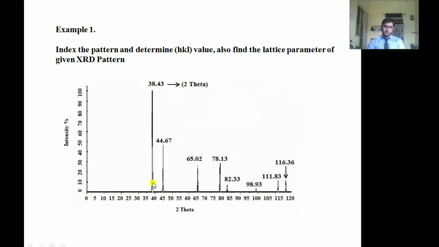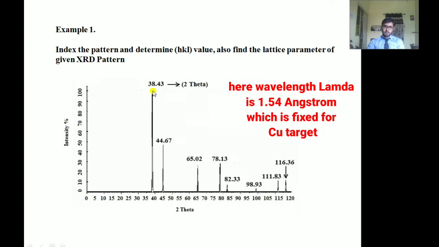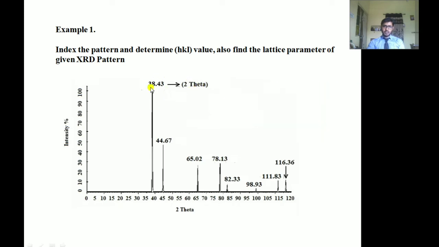This graph shows the intensity, with maximum intensity here at the position of 2 theta, that is 38.43, and here is one more 2 theta, that is 44.67, then 65.02, likewise 1, 2, 3, 4, 5, 6, 7, 8 reflections are there, all having different theta values. It starts with 38.43 as the maximum theta value and ends with 110.63 as the minimum theta value. This is already given by the instrument.